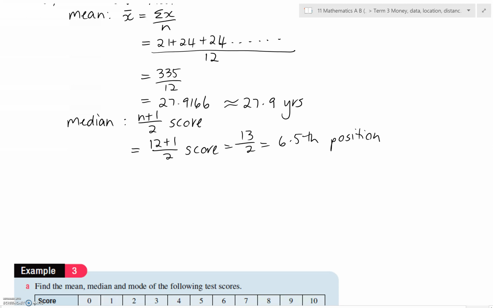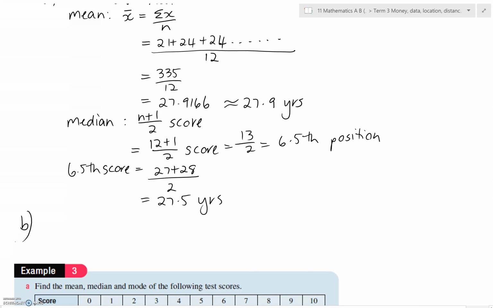So the 6.5th score in this case equals the average of the 6th and the 7th. Oops, that one should be a 28. Just fix that up. Over 2, 27.5 years. Okay, so they're the three things we were asked to find.